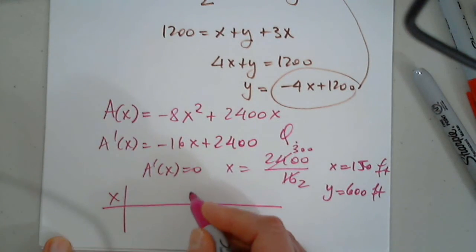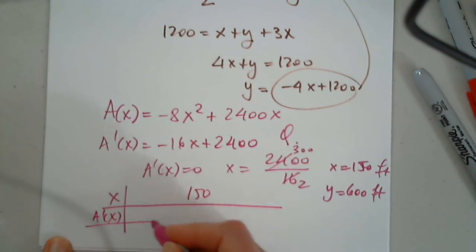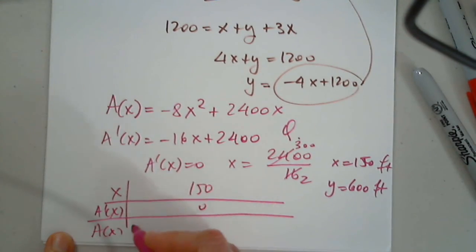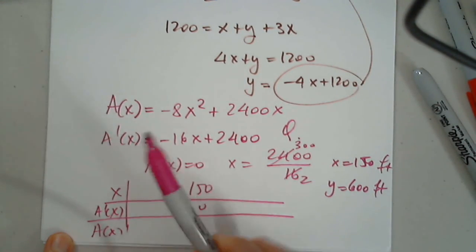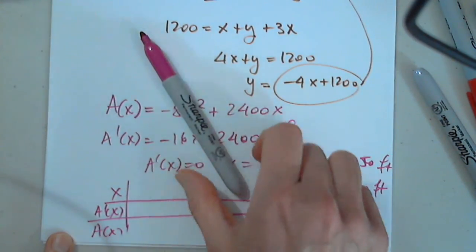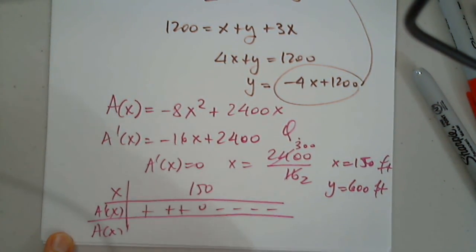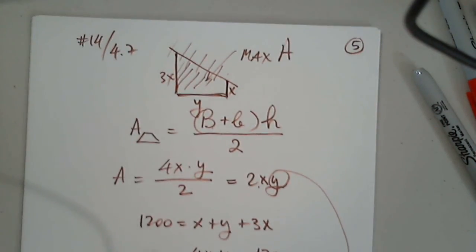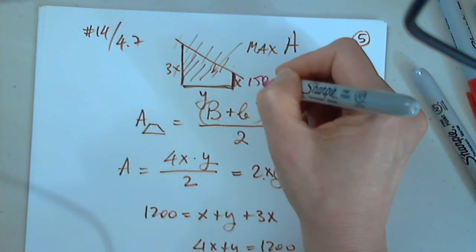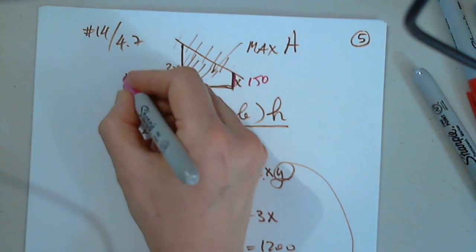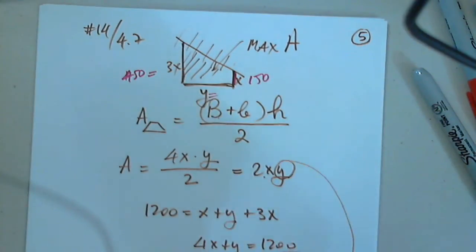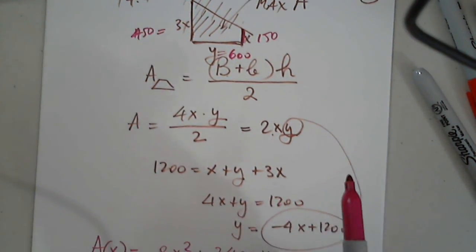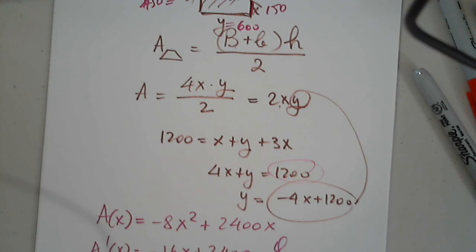So I have to study the sign. At 150, A prime of x is 0. It's linear with a negative slope. It comes from positive and goes to negative, so this is typical for a maximum. This is the maximum area. We have to tell him, sir, for the maximum area, make sure that this piece is 150. This piece is 3 times 150, which is 450. And this piece is 600. And here is your 1,200 feet.